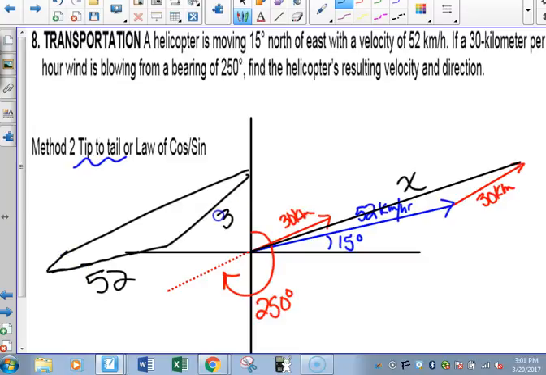This is 30. And we're going to spend some time trying to figure out this angle so that we can find X by law of cosines. Does that make the picture a little more understandable? But how we find that angle is the really nasty part.